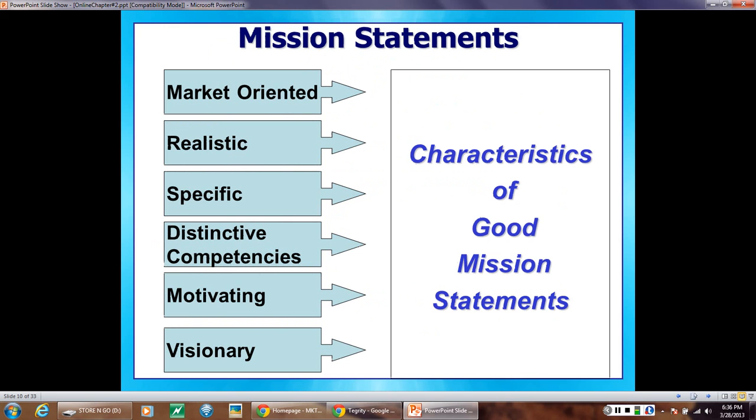Now, these are the characteristics of a good mission statement. Again, they're very hard to write. Every good mission statement should fall under all of these criteria. So first of all, it is market-oriented, meaning it looks at the marketplace, your customers, your competition, to determine what it is that you're trying to do. You don't necessarily look internally for a mission statement.